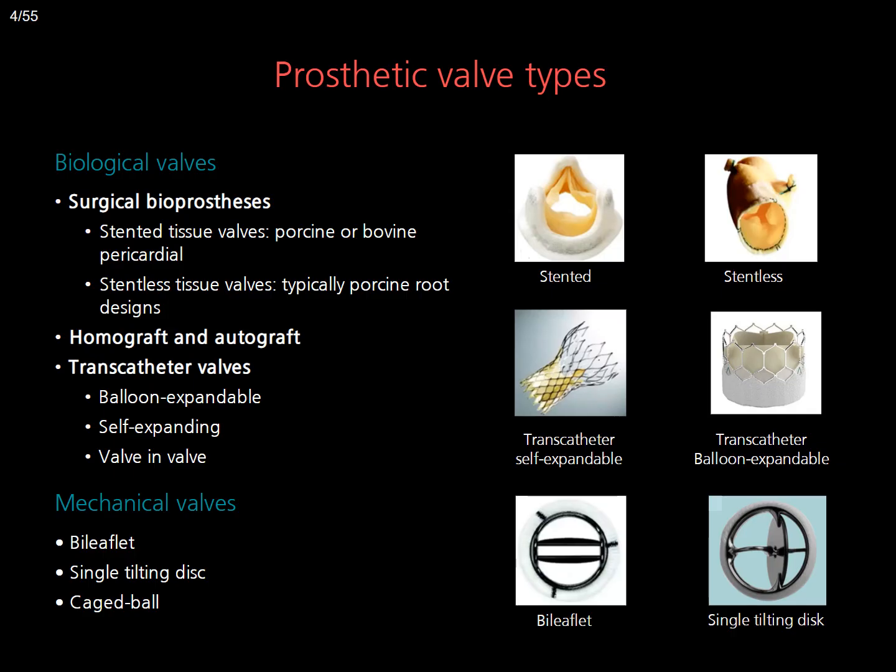Finally, mechanical valves include bileaflet, single tilting disc, and caged ball designs. Each mechanical design has characteristic flow patterns and often small physiological leakage jets. So, before you label a gradient as abnormal, match your Doppler findings to the specific valve and its size.